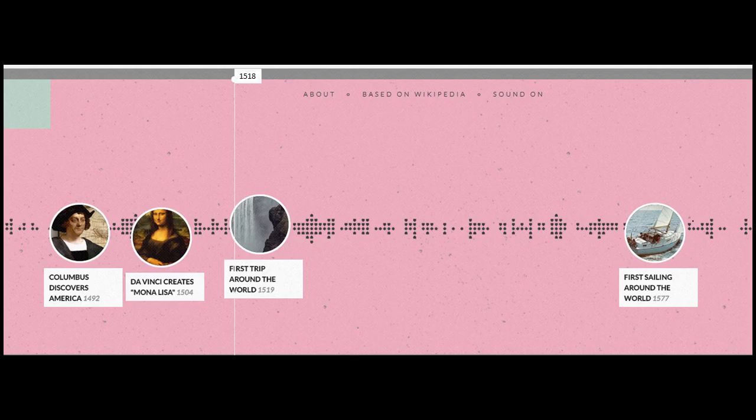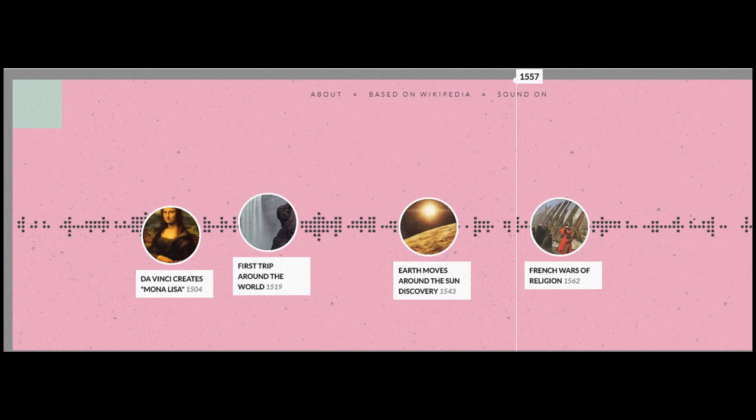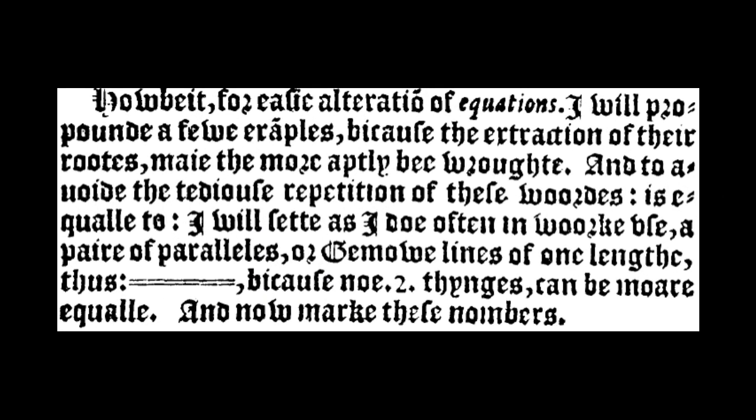In 1518, German mathematician Henricus Grammateus used a cross and a line to represent plus and minus. In 1557, Robert Recorde of Wales used both of these in his book The Whetstone of Wit. In the same book, he debuted the equal sign.